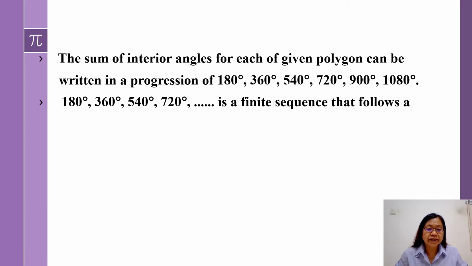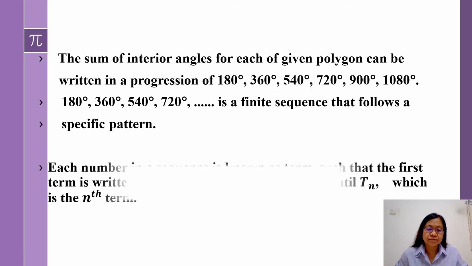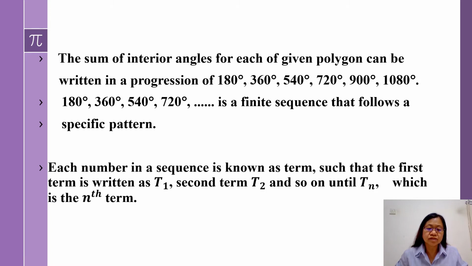So 180 degrees, 360 degrees, 540 degrees, 720 degrees, and so on is a finite sequence that follows a specific pattern. Each number in the sequence is known as a term. The first term is written as T1, the second term T2, and so on until Tn, which is the n-th term.